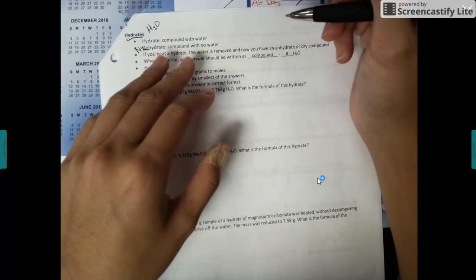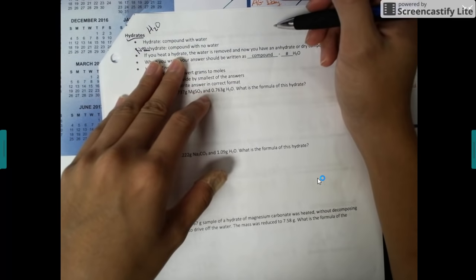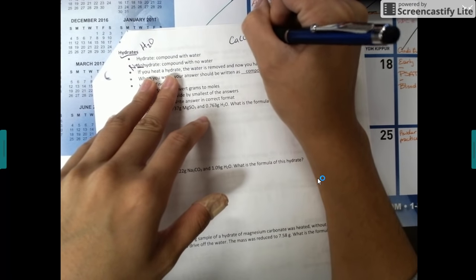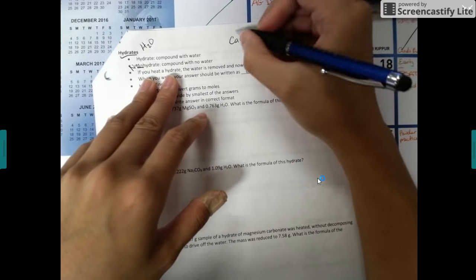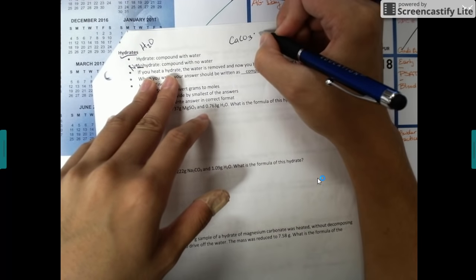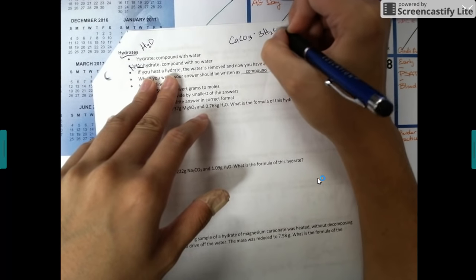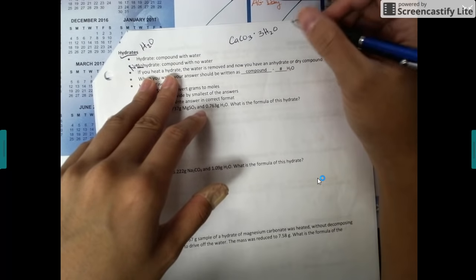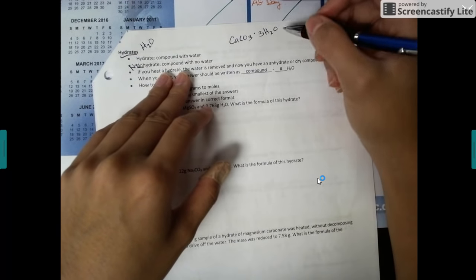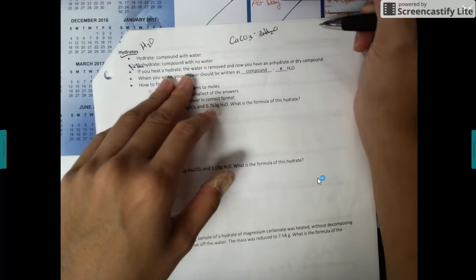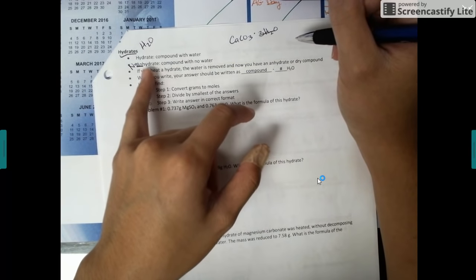So what happens is if we have a compound that is a hydrate, say I've got calcium carbonate and it has water in it, then it looks something like calcium carbonate with 3H2O. That 3 just means that there are 3 times the amount of water. So if I have this compound and I heat a hydrate, that means that this water is removed. And now I have an anhydrate. So an anhydrate is a compound with no water.